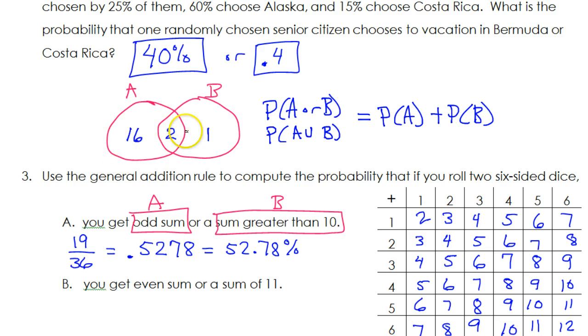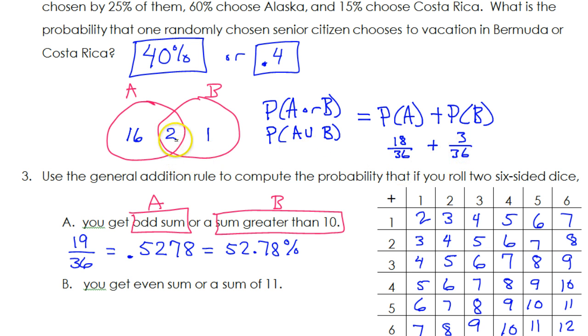If I do the probability of A, I'm counting the 16 outcomes and the 2 because they're all in A. So maybe I can just go ahead and write that down. That's 18 out of a total of 36 total outcomes. Now, the probability of B: B is this circle right here. How many of those are there? There are 3, the 2 and the 1. So that would be 3 over 36.